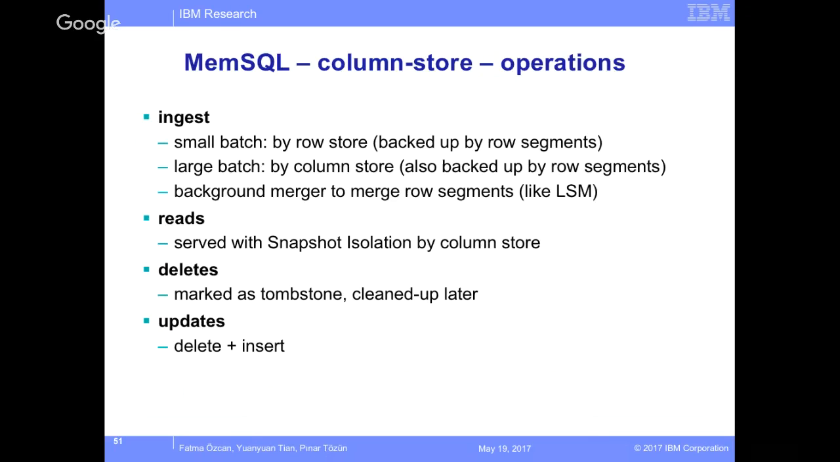Reads on the column store side are served by snapshot isolation. But I should make something clear: on the row store side, the transactions that go there have read committed isolation, so it's weaker than snapshots. And deletes are served as tombstones, so you don't do in-place deletes, similar to updates. Updates are delete and insert, like it was in HANA.